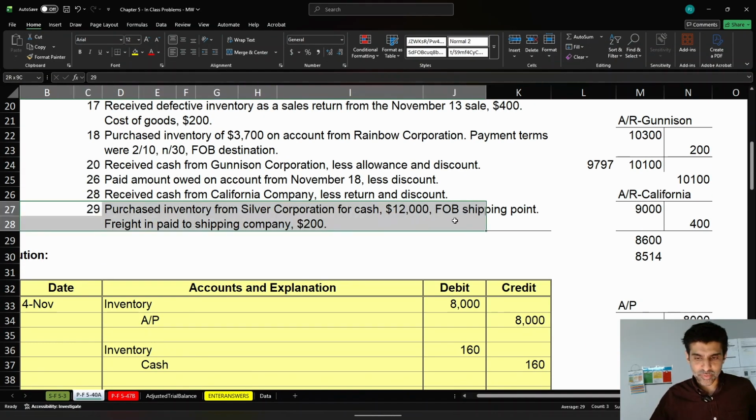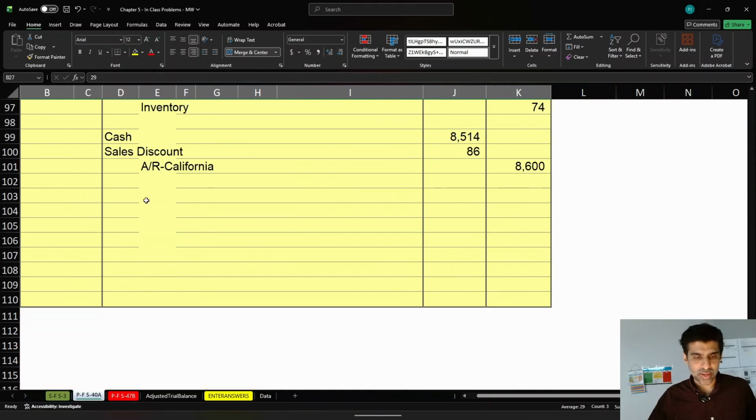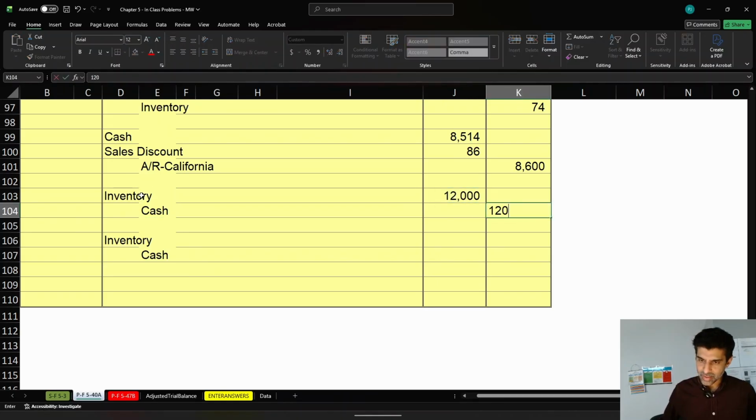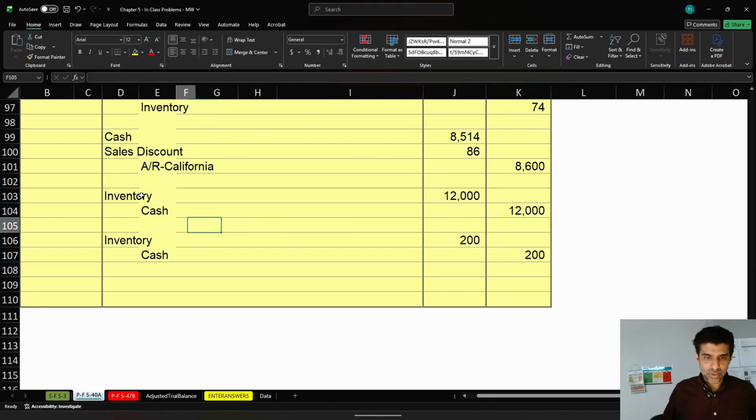And then the last one, purchase inventory, and we paid freight. So it's actually 2 separate transactions. You could combine it into one because it's all going to be debit to inventory, credit cash. So you could do it like this. You could do it as 2 separate transactions. Or you could have, sorry, 12,000. Or you could have just made this 12,200.